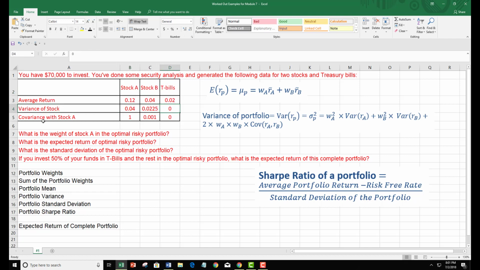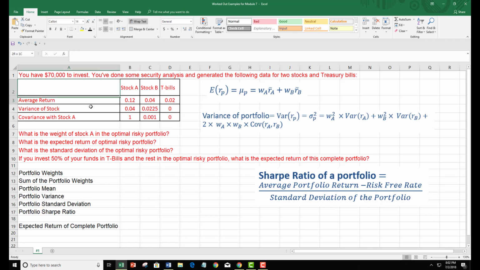also given, and the covariance with stock A is also given, meaning the covariance between stock A and stock B is 0.001 and the covariance between stock A and T-bill is 0. And remember, the covariance between stock A and T-bill is 0, meaning T-bill and stock A are not related, and that is true by definition because T-bills are not correlated with any of the risky securities, and the variance of the T-bills also is 0. That is also true by definition.